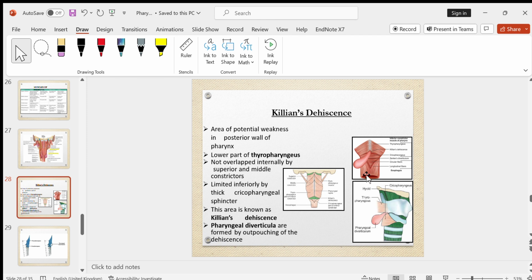But if there is some pathology, this cricopharyngeus does not relax and the food accumulates in this area. So this area is already weakened as the superior and middle constrictors are not overlapping this part and this is weakened. So the area between the thyropharyngeus and the cricopharyngeus diverticulates outwards because of the accumulation of food.